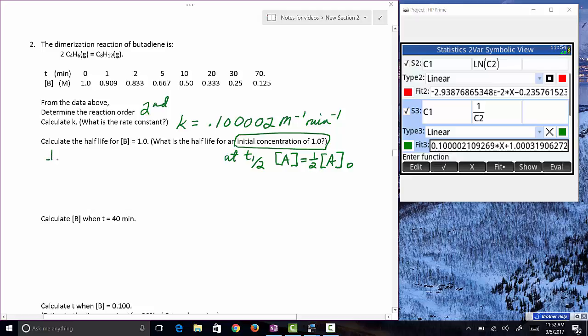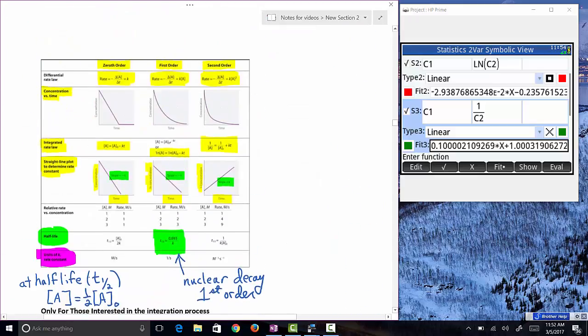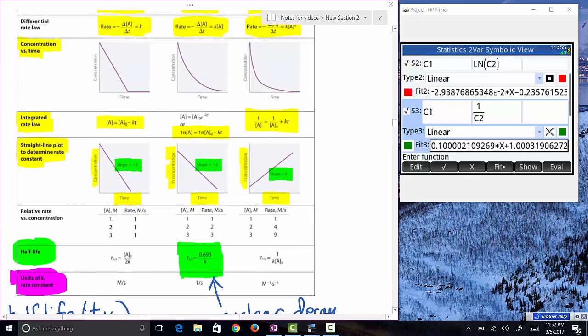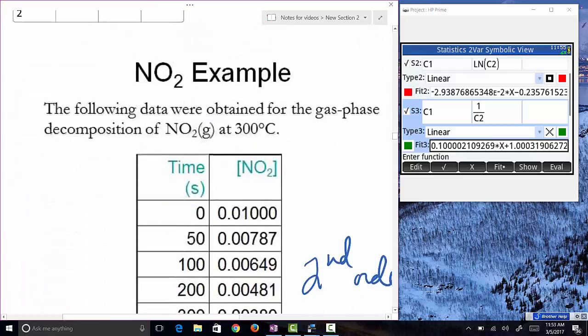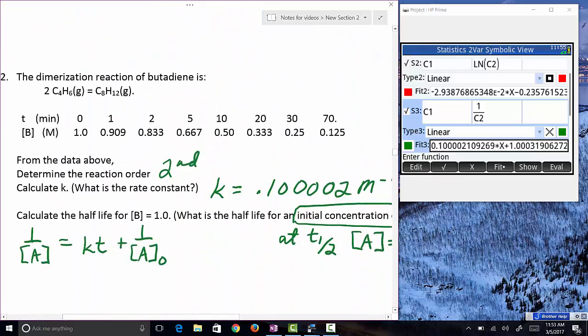So let's look at our 1 over A is going to be equal to kt plus 1 over A naught. And again, just a reminder, where did that equation come from? Back to our sheet, and right up here, second line there. There's our second order equation right there. Okay, so let's go back down.